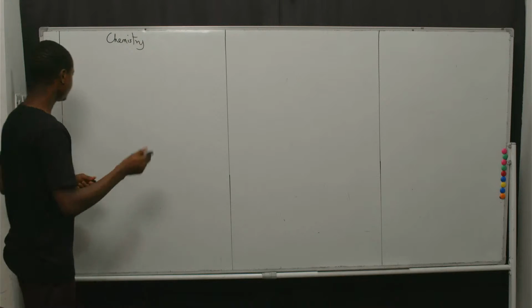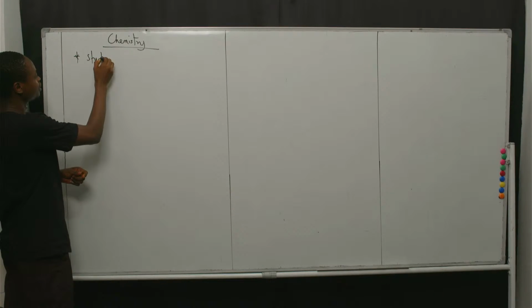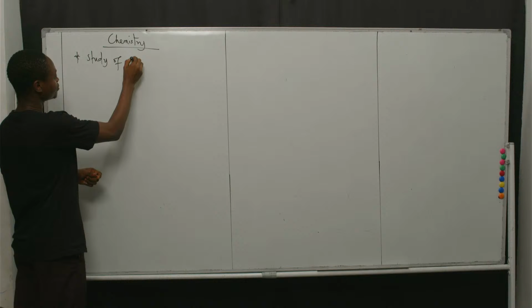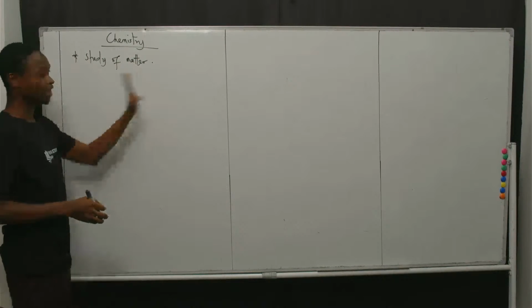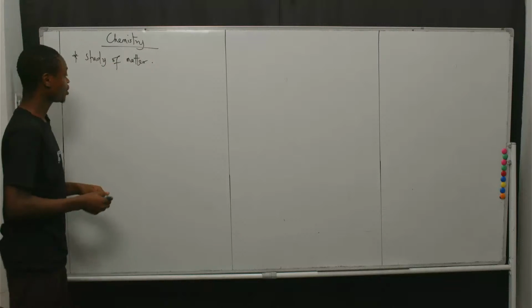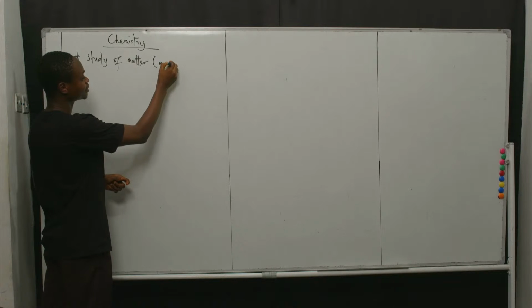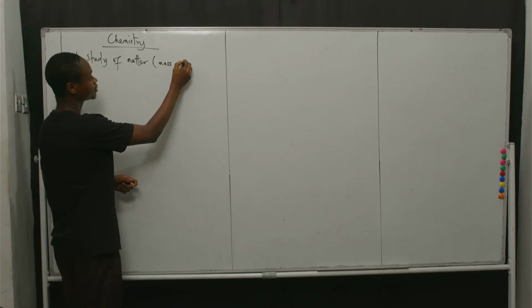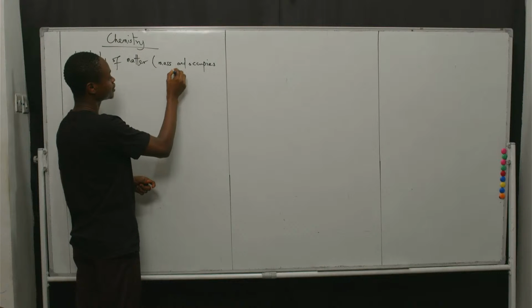have. Now, basically, we can say that for chemistry, we are simply studying matter. Now, that is the bluntest way in which you can talk about chemistry. Now, what exactly is matter? When we talk about matter, we are talking about anything that has mass and occupies space.